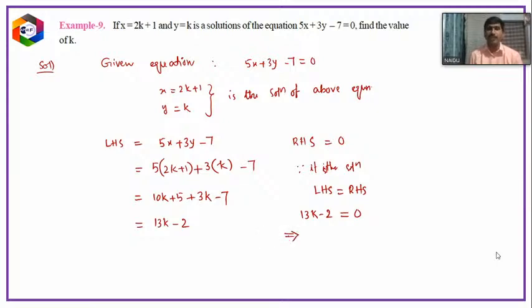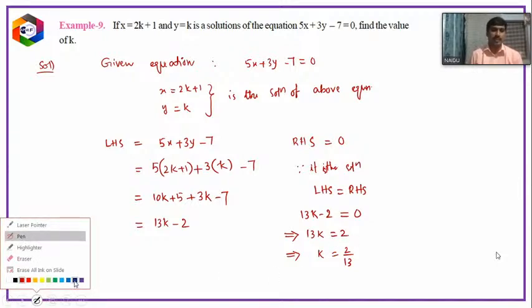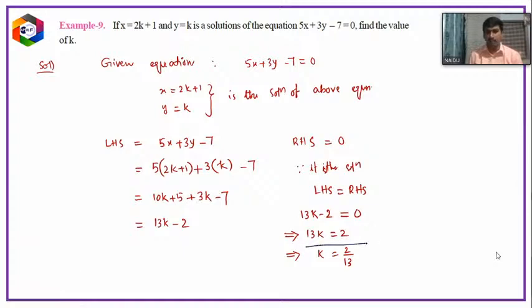Now let us simplify that. We need the value of the unknown k. So let us leave k on the left hand side and transpose the constants to the other side. So 13k equals 2. Now I want the value of k. Here 13 is multiplying, so upon transposition, k equals 2 by 13. So the value of k is 2 by 13. With this, this problem is also completed.